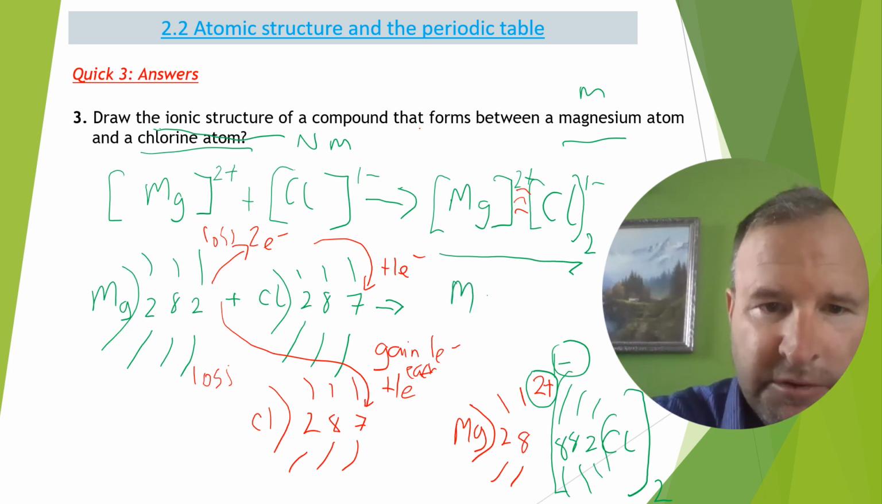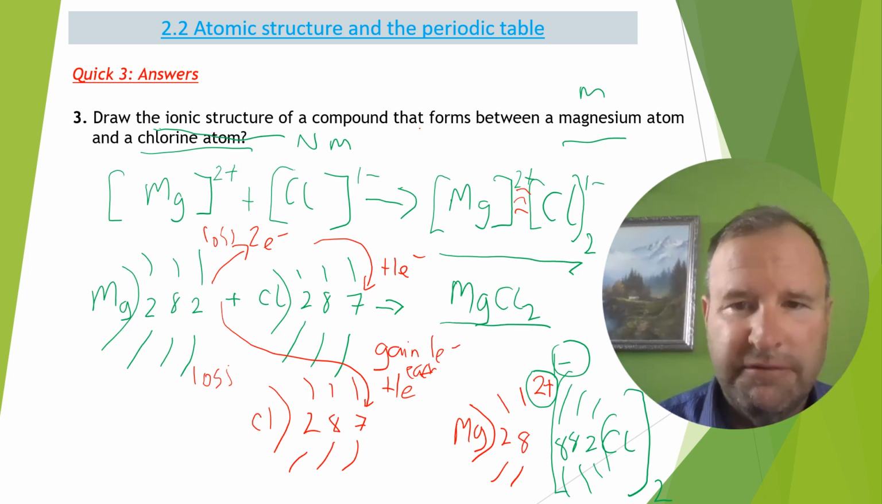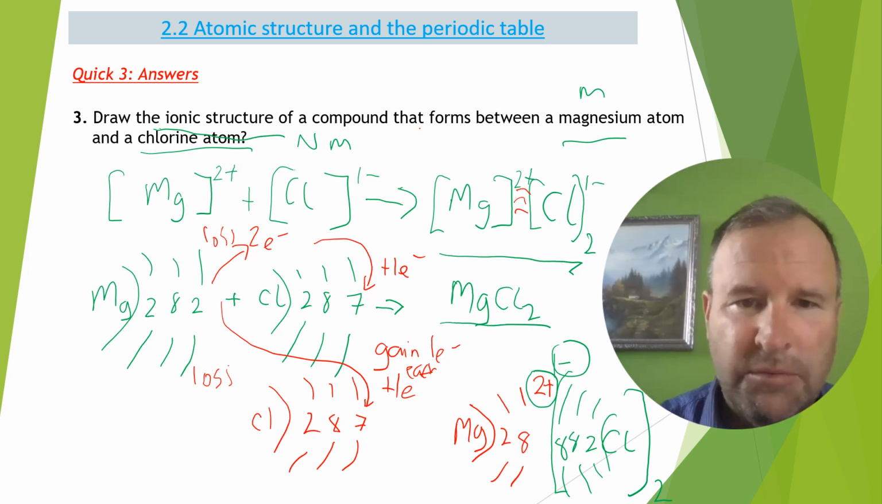In terms of a formula, MgCl2 would be your lowest ratio formula that would be formed and stable.